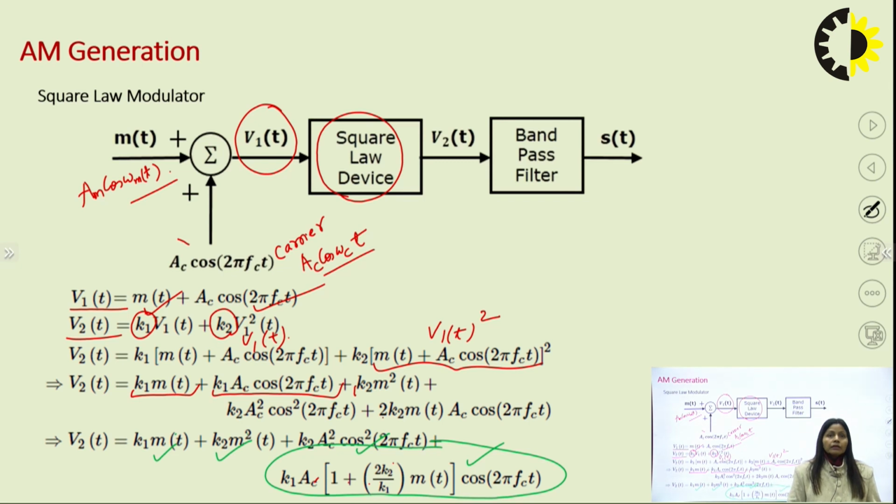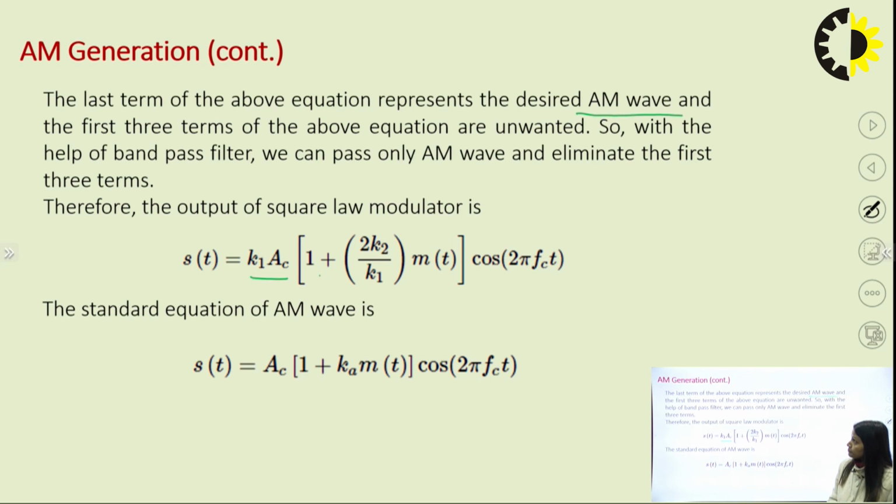First is the summer, second one is the square law device, and third one is the band pass filter. So the summer is adding my carrier to the modulating signal, then the square law device is squaring the signal V1(t), and the band pass filter is removing the first 3 components from V2(t), leaving only the 4th component. The 4th component is known as the amplitude modulated wave, and that is equal to s(t).